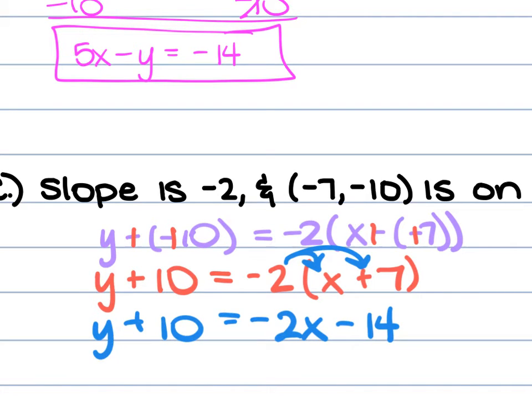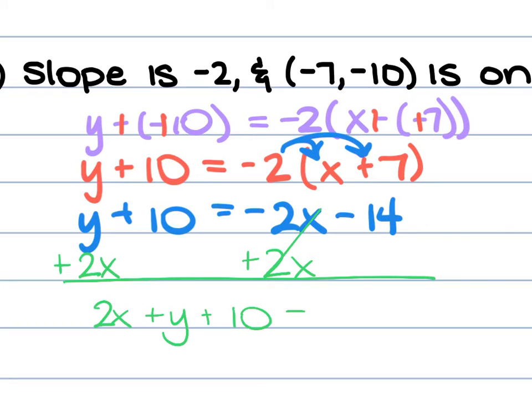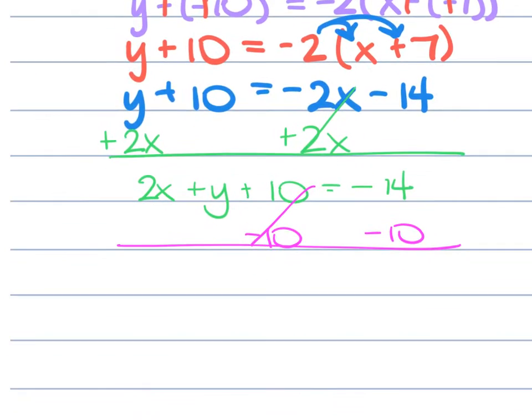I want to move that negative 2x over so that it becomes positive. So I'm going to add it to both sides. So I have 2x plus y plus 10 is equal to negative 14. Then I'm going to move the 10 over by subtracting it. And I have 2x plus y is equal to negative 24.